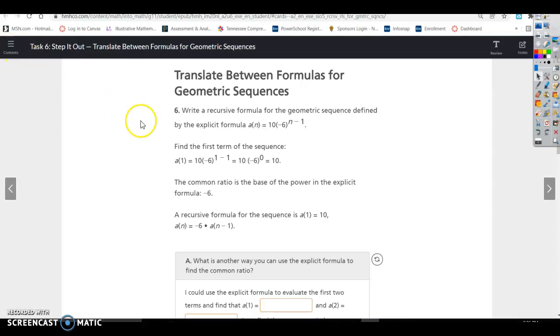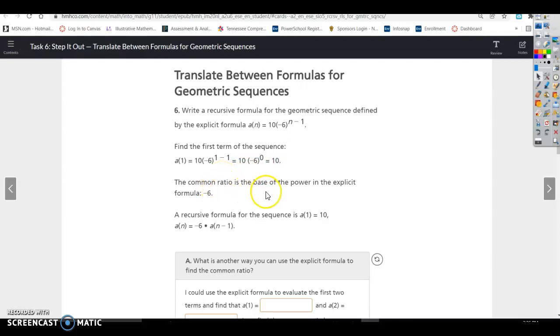A sub 1 equals 10 times negative 6 to the 1 minus 1. So they just substituted 1 for n, and then n minus 1 would be 1 minus 1 here. So that's going to give us 10 times 1, because anything to the 0 power is 1. Properties of exponents, 10 times 1 is 10. So our first term is 10.